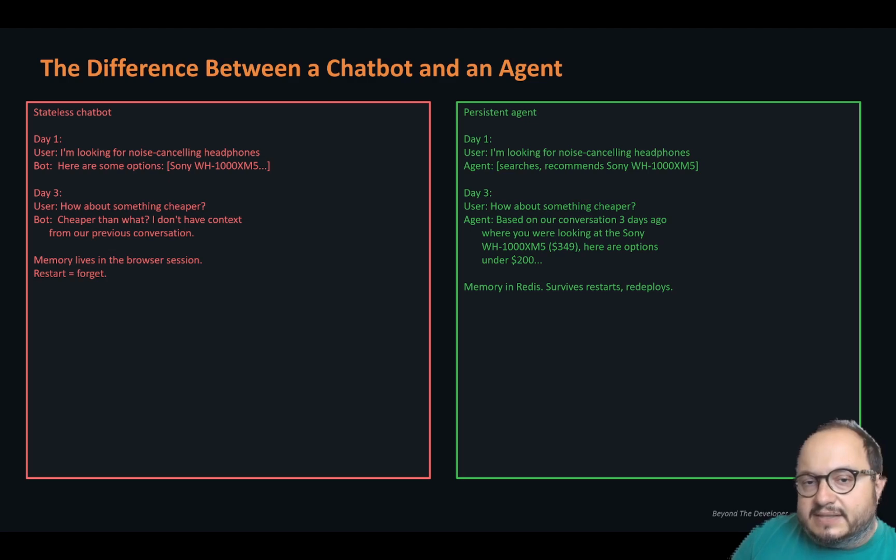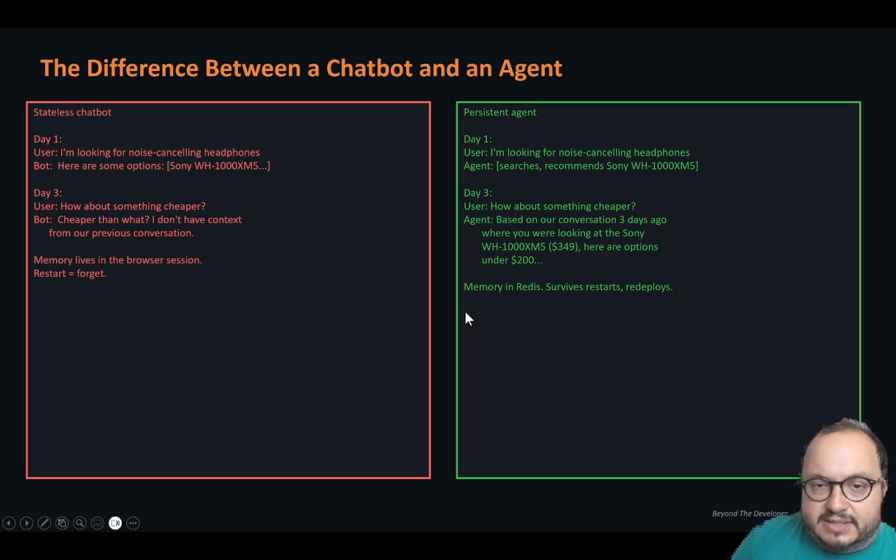Look at the left side of this slide. Day 1. The user asks about headphones. The bot responds. Day 3. The user says, how about something cheaper? The bot responds, cheaper than what? It has no context. The session is long gone. The right side shows what we are building. Day 3. The agent knows this user was looking at the Sony WH-1000XM5 3 days ago. It knows the price point. It responds with contextually relevant alternatives.